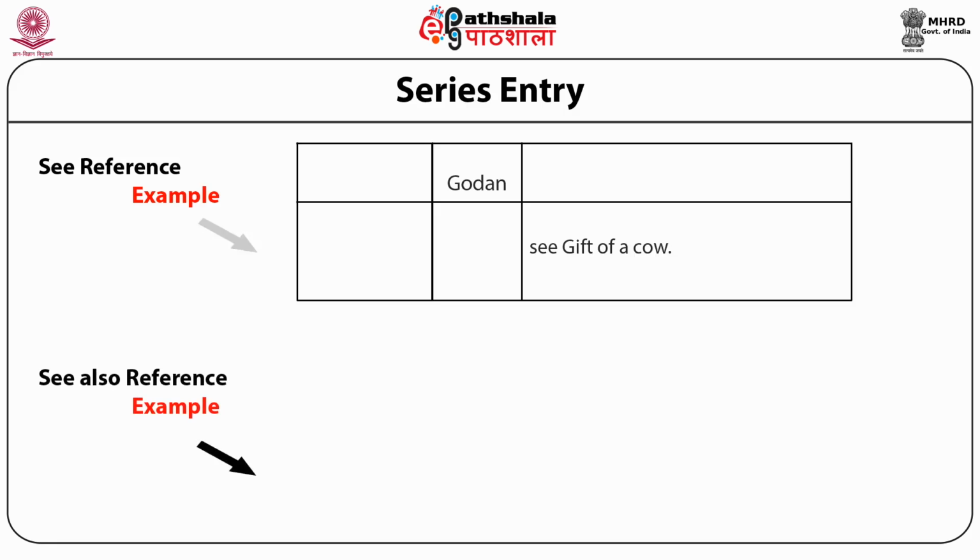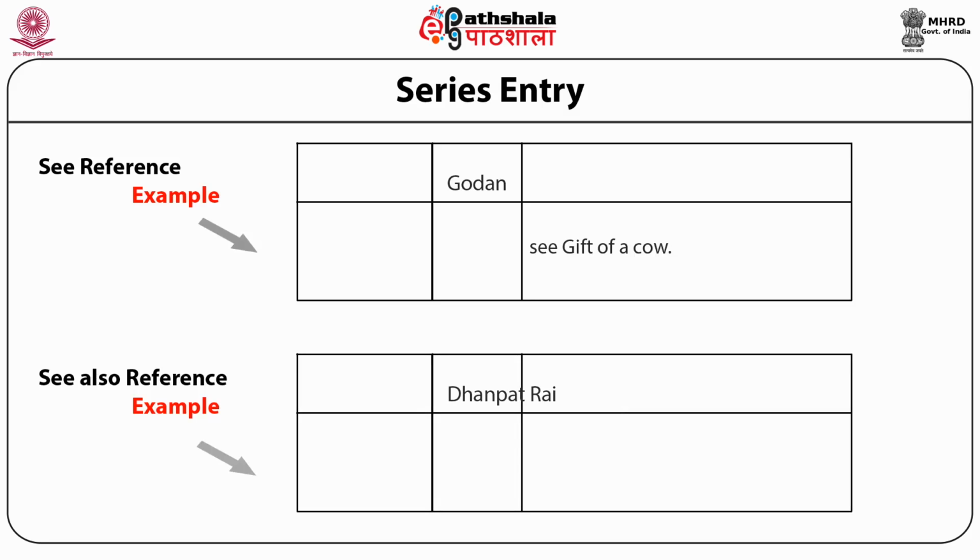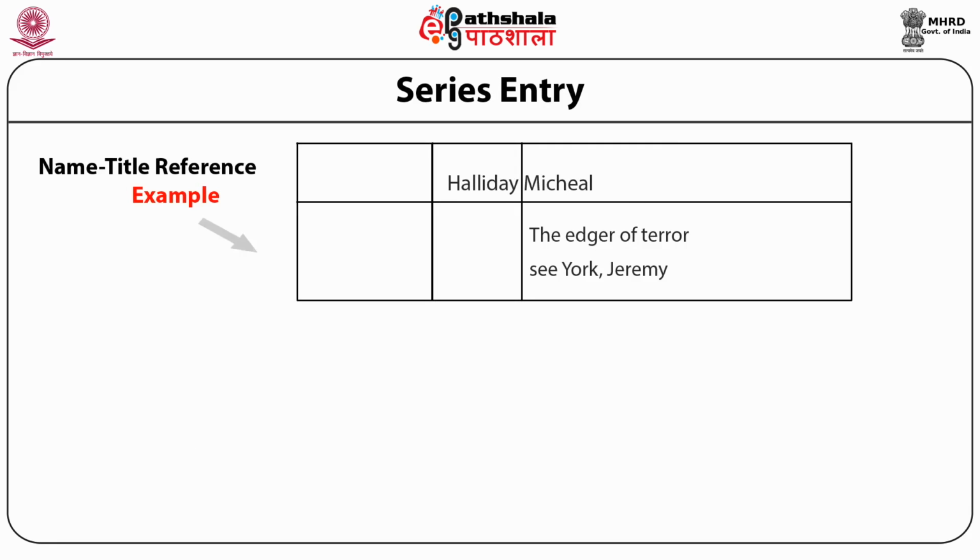Second is See also reference. Pseudonym Premchand's real name is Dhanpat Rai, and he has written books under both the names. Hence, one See also reference from Dhanpat Rai to Premchand is prepared as shown in See also reference. Michael Halliday, author of The Azure of Terror, is also known as Jeremy York. Hence, one name title reference has been prepared as shown in the entry.